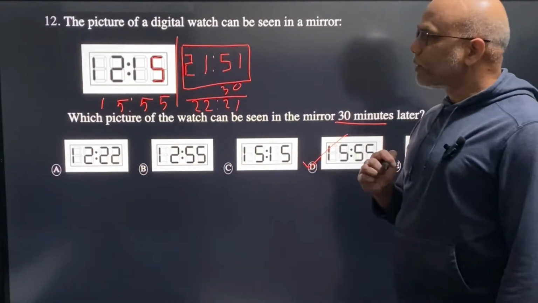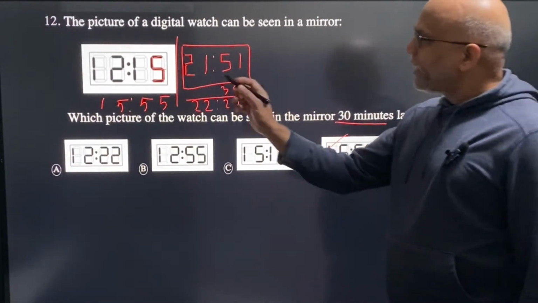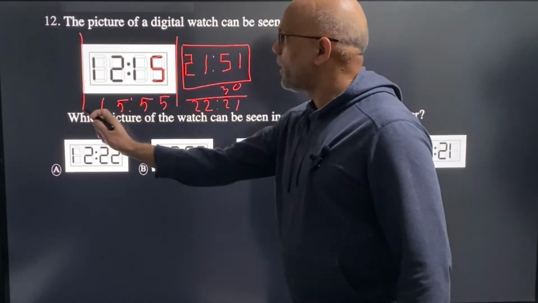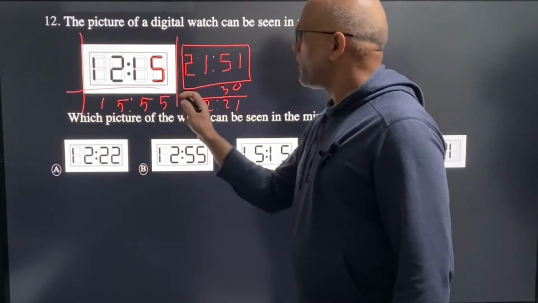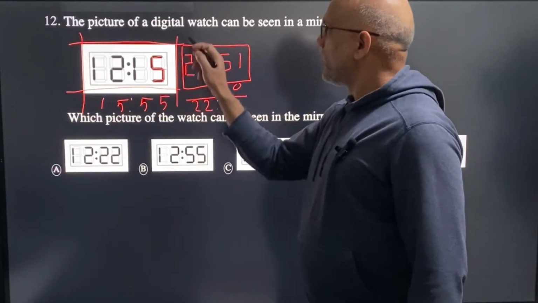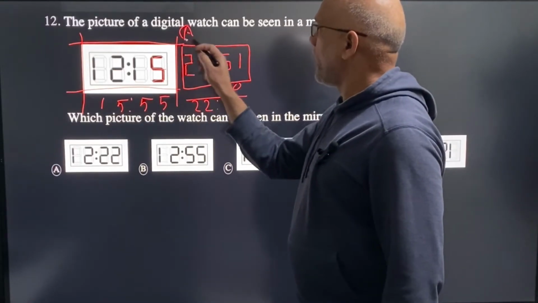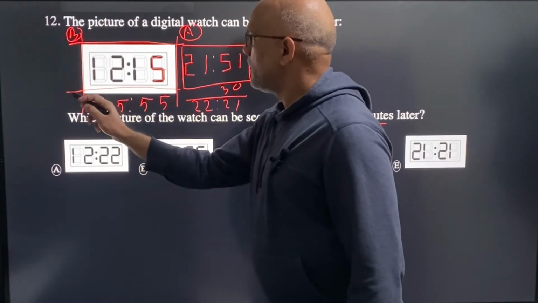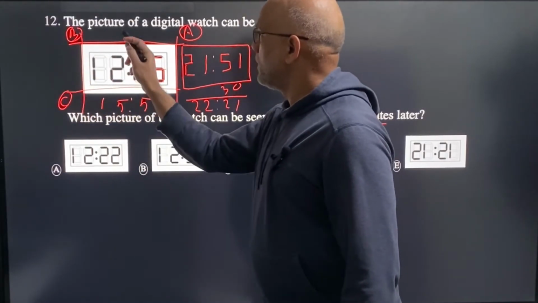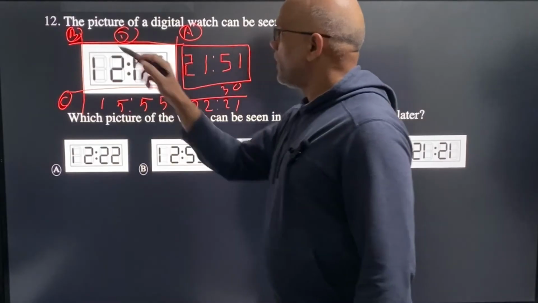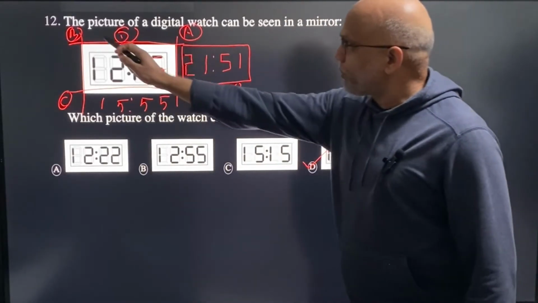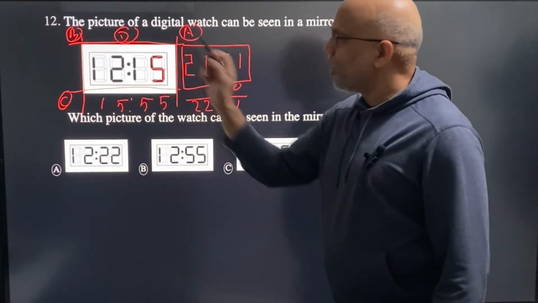Okay, now I have some questions for you. Why did I take the line of reflection to be here? Why not here? Or why not here? Or why not here? Let me call this A, this B, this C, this D. So let me know in the comments what happens if I take the line of reflection to be B, C, or D.